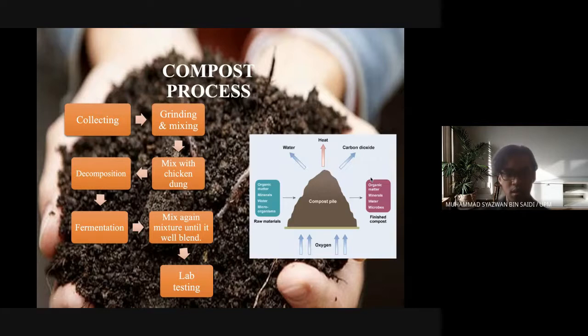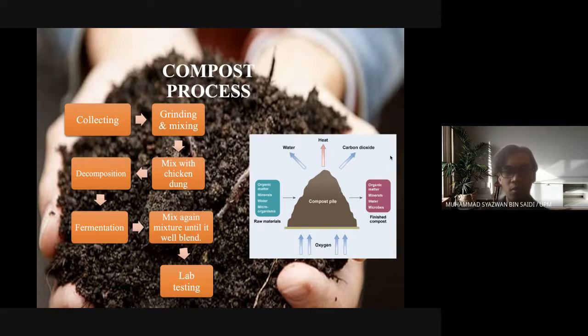So this is the process of the compost. For your information, there are a few main factors that may affect the composting process, which are temperature, carbon to nitrogen ratio, aeration, which is the percentage of oxygen, moisture content, porosity, and pH, which is the power of hydrogen.